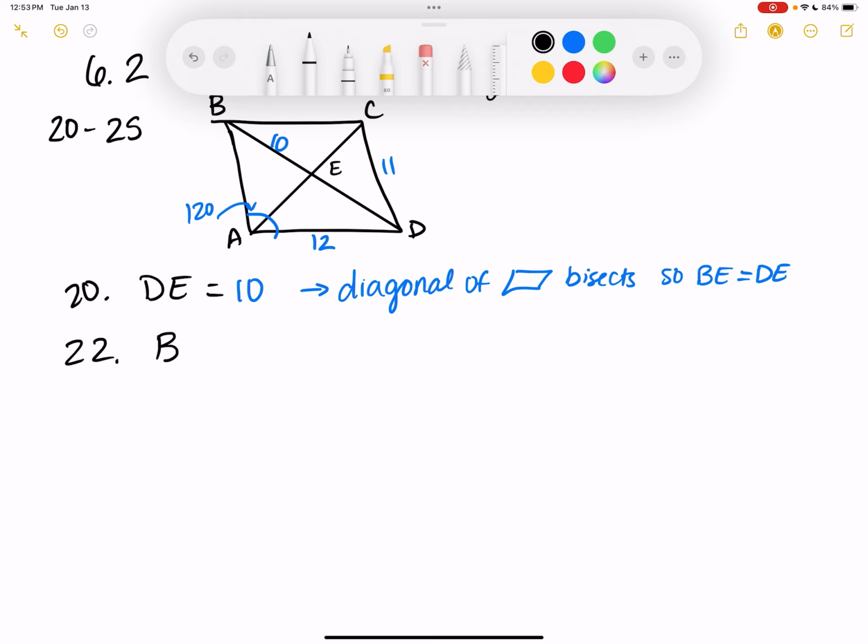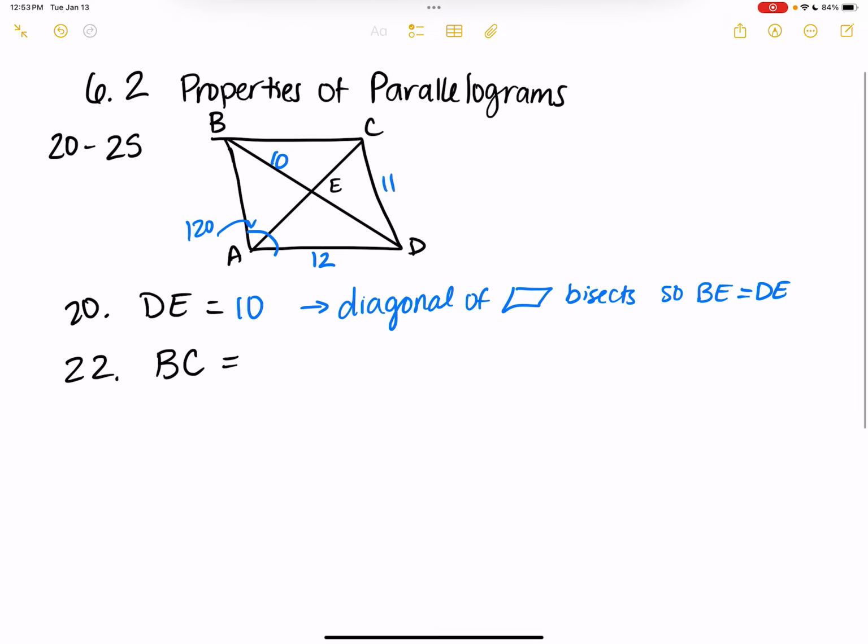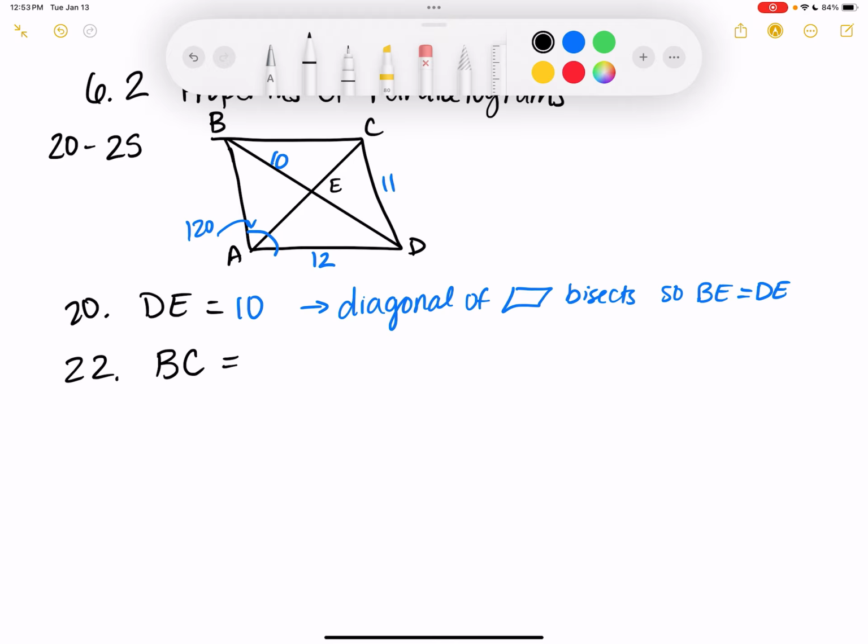22, BC. I have AD is 12. So what is BC? It is also 12. That's because opposite sides of a parallelogram are congruent. So that means BC is equal to AD, or is congruent to AD, I guess I should technically say.